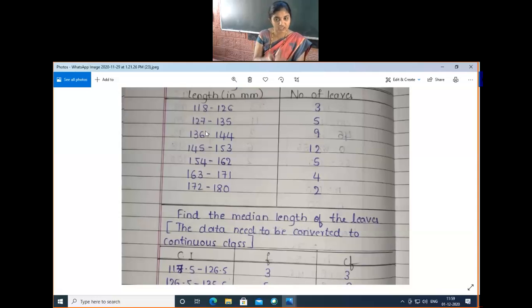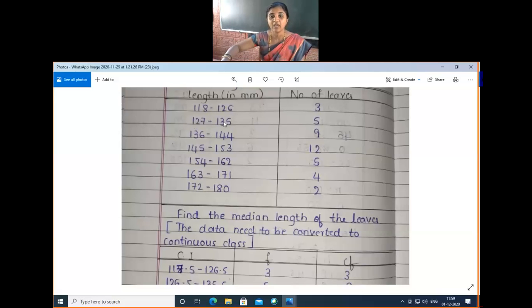See here the fourth question, find the median length of the leaves. They have given the hint also in the textbook: the data needs to be converted to continuous classes for finding the median. For finding the median, you have to notice one thing, the data must be in continuous class intervals. Continuous class interval in the sense what? The upper limit of one class must be the lower limit of the next class interval.